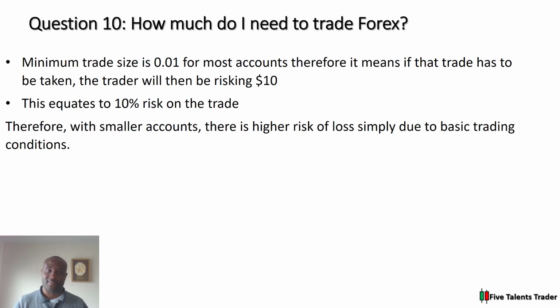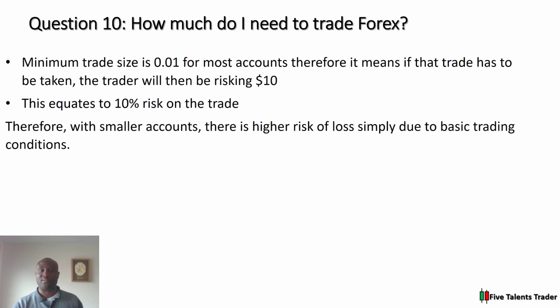You will notice that the minimum trade size on most brokerage platforms is a micro lot, which is 0.01. Now, based on calculating the trade size of 1% on $100, it comes out to 0.005, which means that the trader cannot trade. Now, for the trader to trade 0.01, it means the trader will then be risking $10, which equates to 10% of their trading account, just simply because they have a small account.